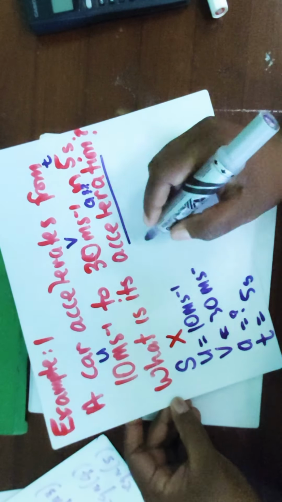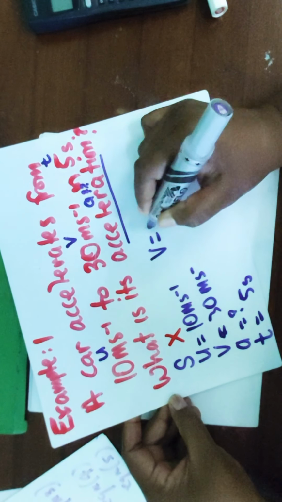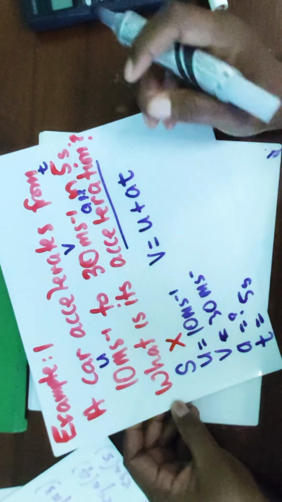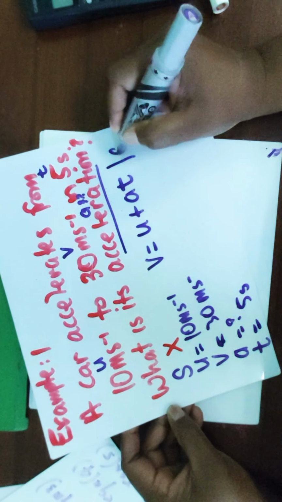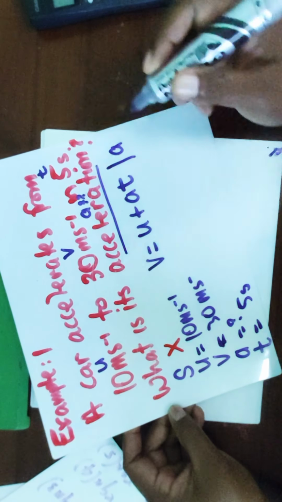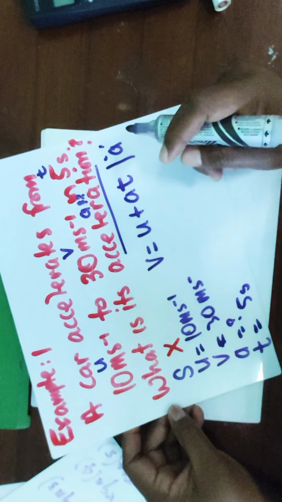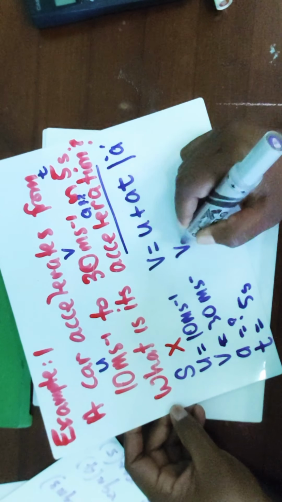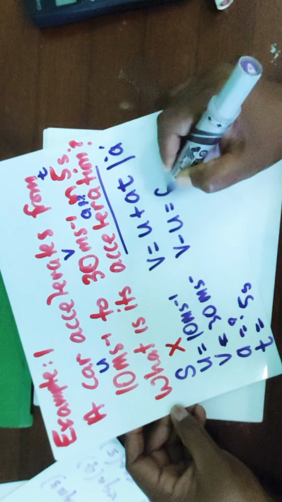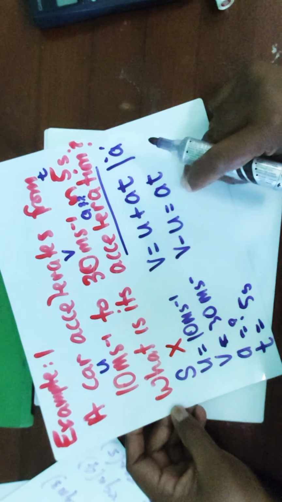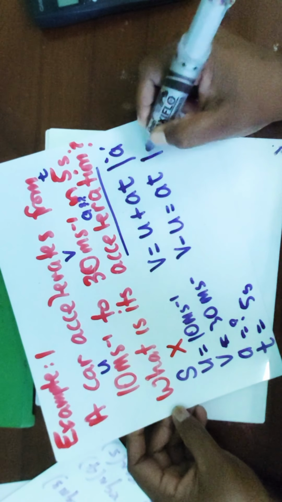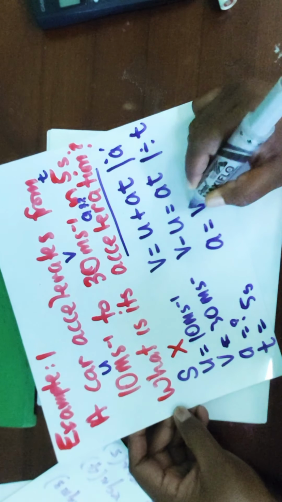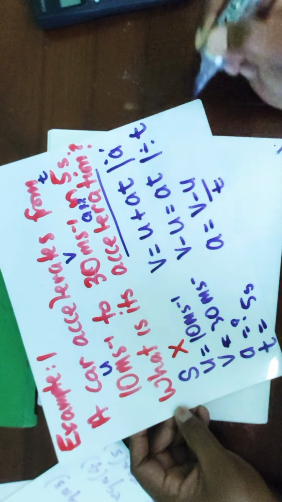So to solve for this, V equals U plus AT. Remember, we're solving for acceleration, so we're going to make A the subject. To make A the subject, we remove U, so it becomes V minus U equals AT. But we want A on its own, so we divide by T. Therefore, acceleration equals V minus U divided by T.